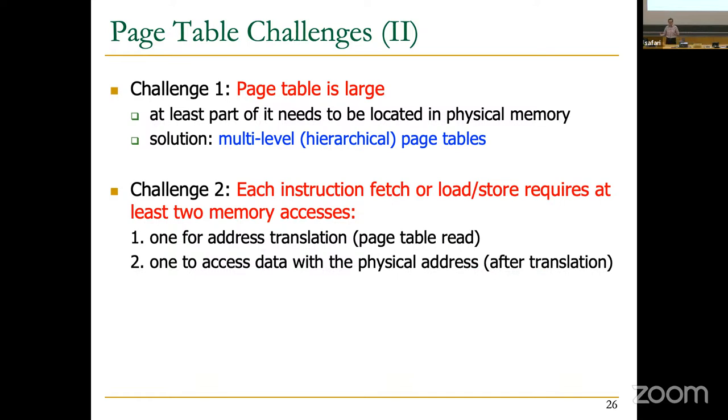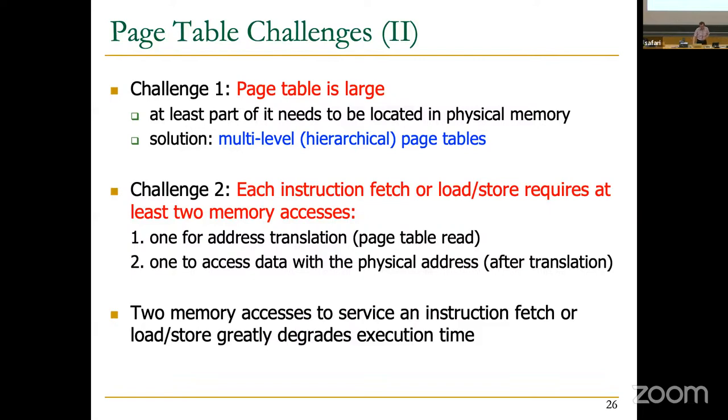This is the good case, but in the bad case, it could be lots of page faults also, as you can see, right? So with a hierarchical page table, that 2 goes to maybe 4, 5, 6, 7, right? Depending on how many levels you have. But let's assume it's 2. Even 2 is bad, right?